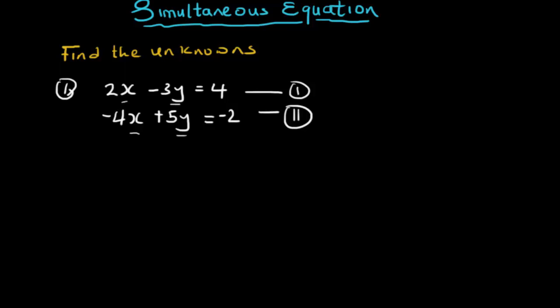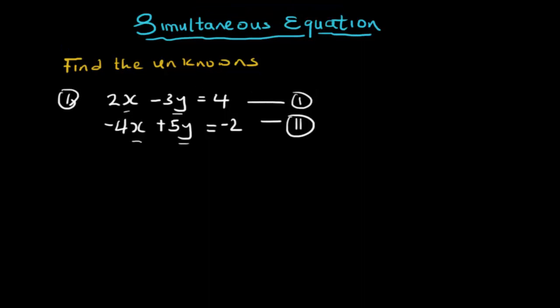So it doesn't matter, you don't have any preference, you just have to take any of the equations. And if you do it correctly, you are going to get the answer right. So let's do this. So I can have from equation 1, equation 1 says 2x minus 3y equals 4.